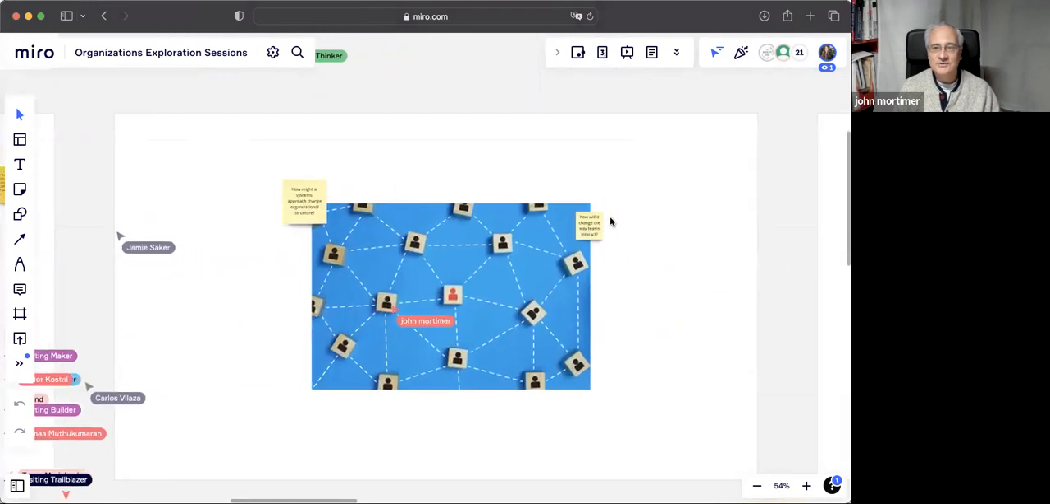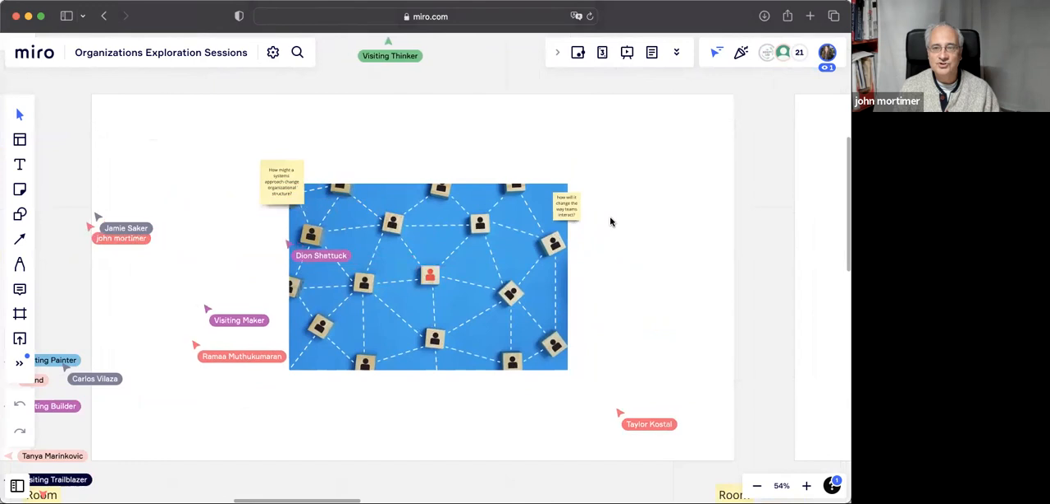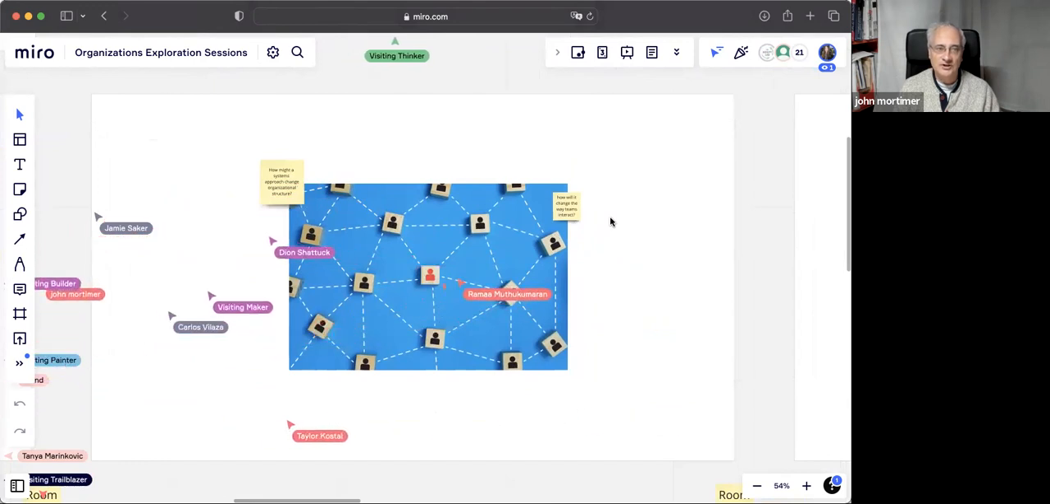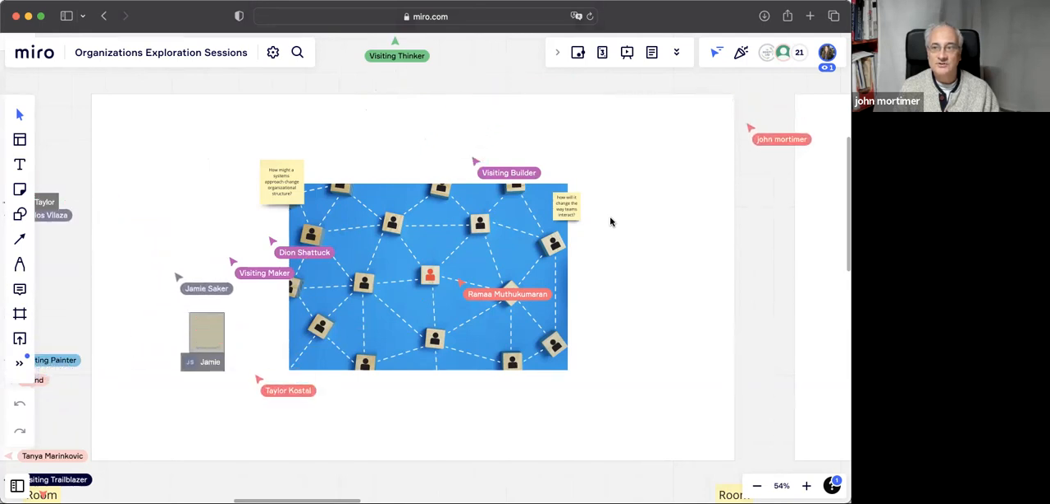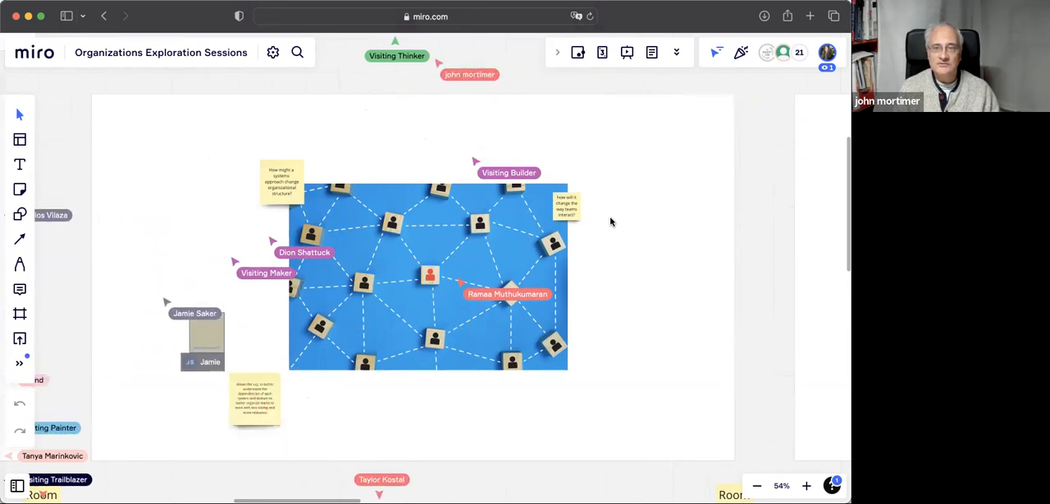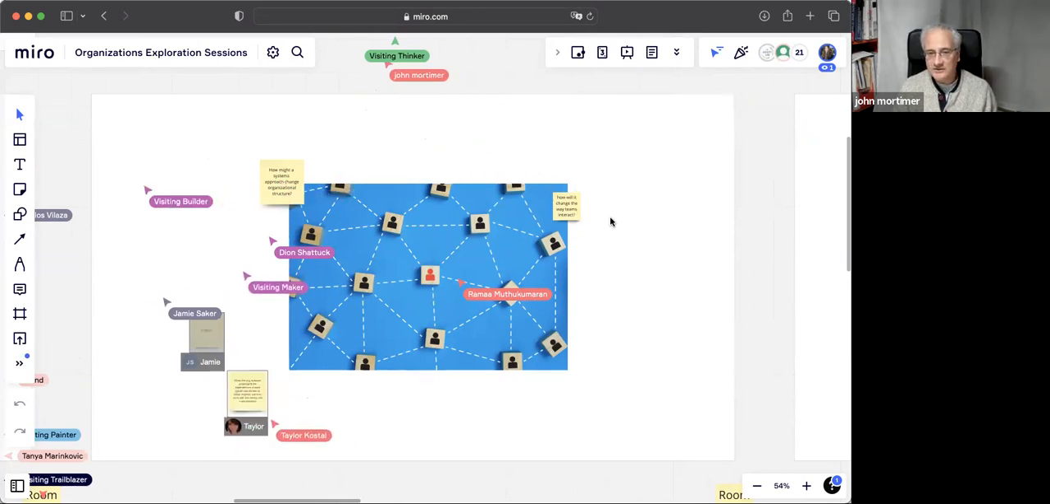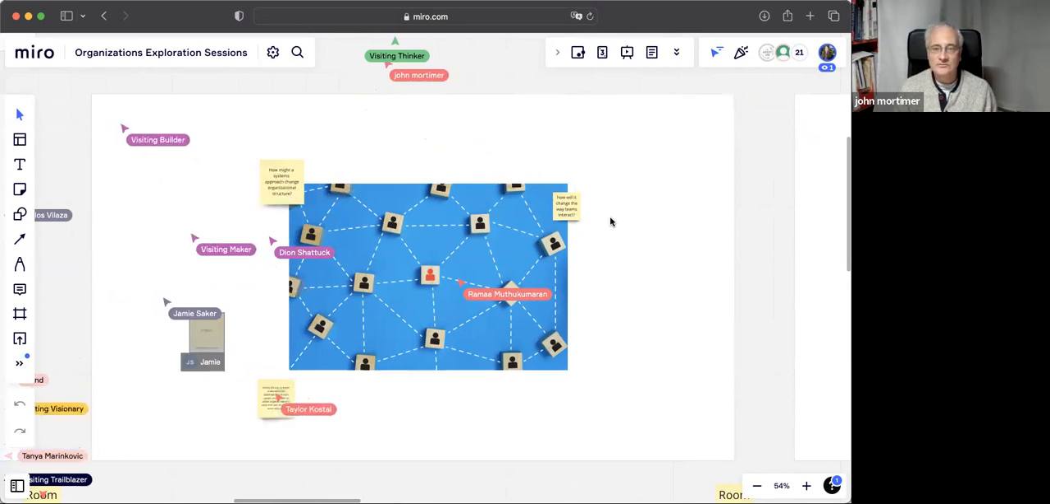And the third question is, how might a systems approach change organizational structure? And that, of course, is in its widest sense in terms of the way that an organization is structured, but also how the way that departments are structured and the way that we structure between each other. So if we keep it at that wide sense, we'll give a few minutes and then we'll start to go through what people have written.